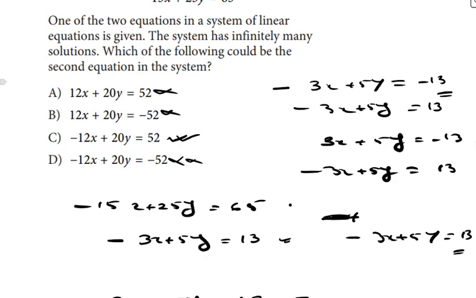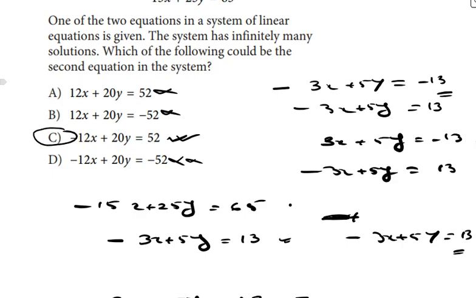Okay. So the only option that is exactly the same as the original equation, just multiplied by a number, is option C. Minus 12x plus 20y is equal to 52. So the correct answer is option C.